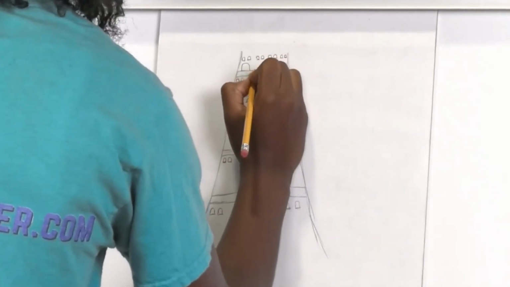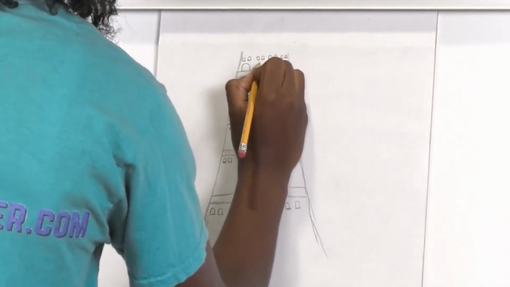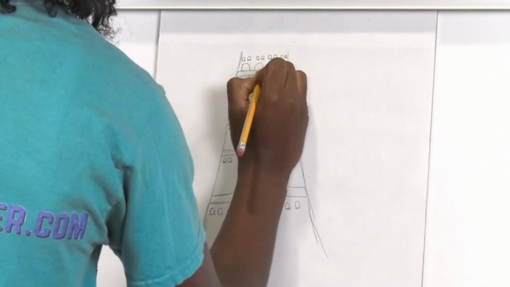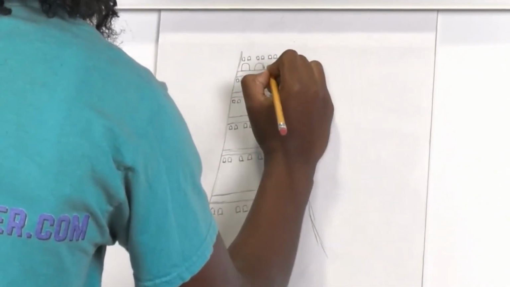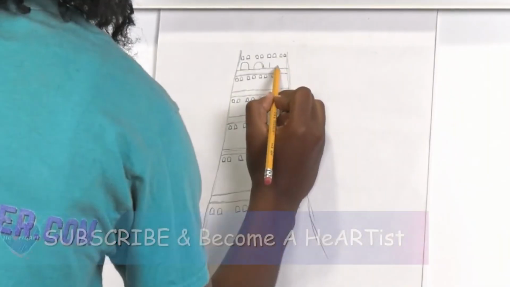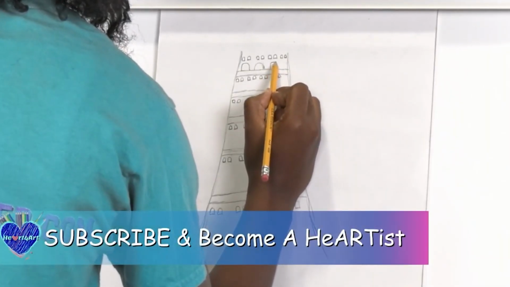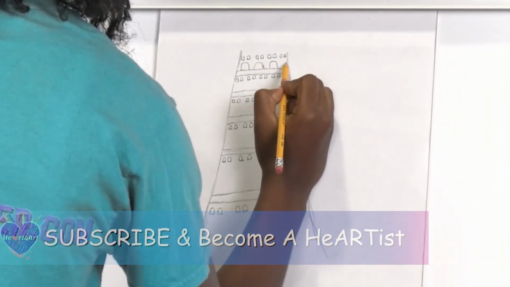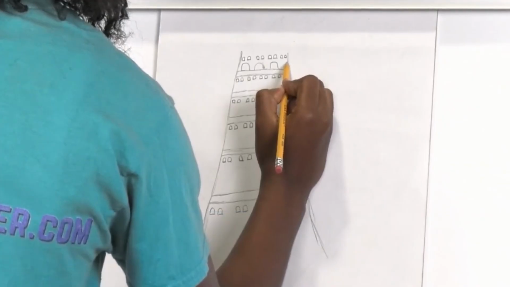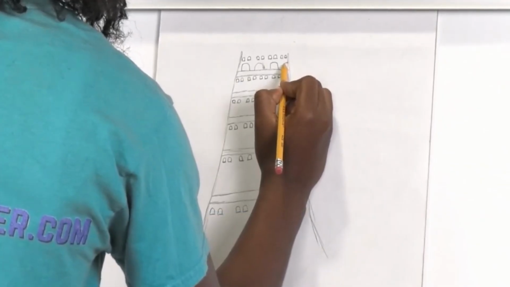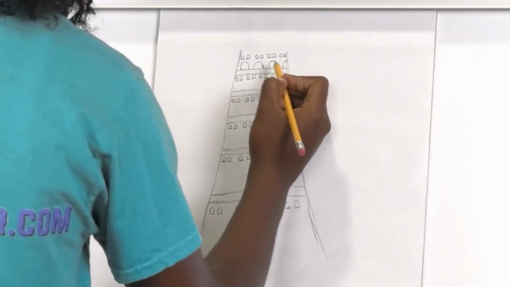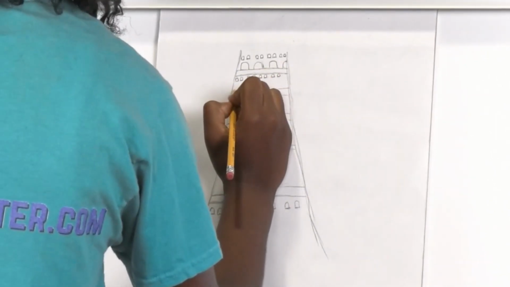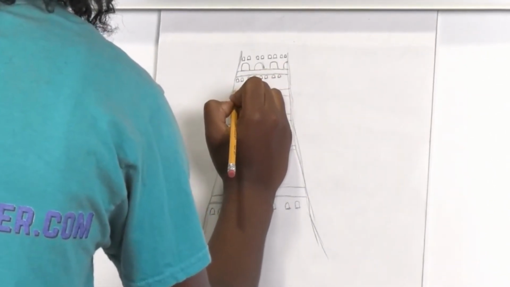So we got 1, 2, 3. And this window is going to go kind of to the side. So it's going to be almost half a window. So 3.5. Okay, now on this one, we're going to do it again.